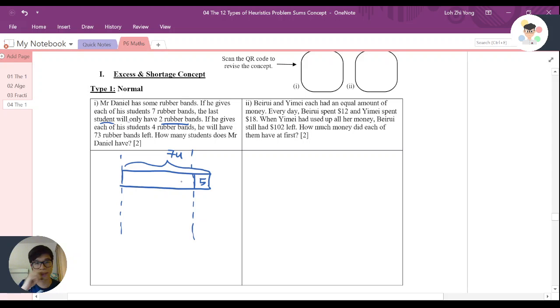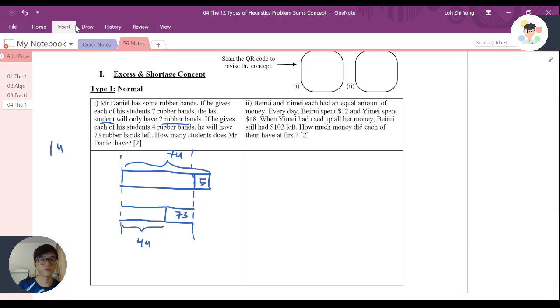Now, let's look at the second one. If he gives each of his students 4 rubber bands, what happens is that he will have 73 rubber bands left. Means that there's an extra 73 here. Okay? How many students does Mr. Daniel have? Means that we are looking for the units. 1 unit is equal to 1.